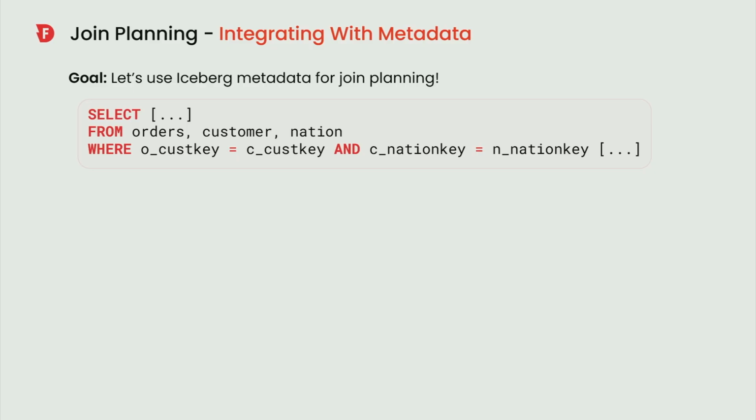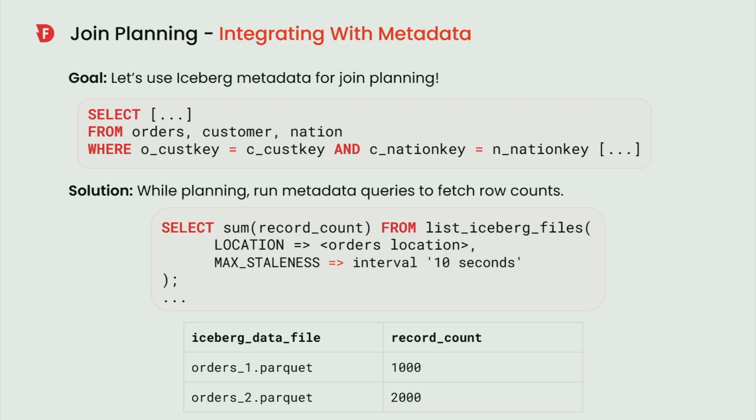If you know TPCH, orders is the bigger table here. Customer and nation are smaller, so we'll probably want to join them earlier. And at this point, we need to figure out, as the query optimizer of Firebolt, what to do in terms of the join order we want to pick. And the cool thing is, since row counts are stored within Iceberg metadata itself, we can leverage that to actually fetch the row counts ahead of time, feed these into our statistical estimators, and then choose a good join order.